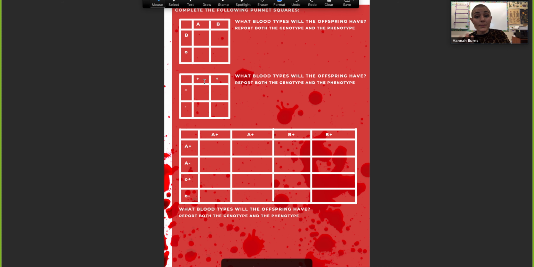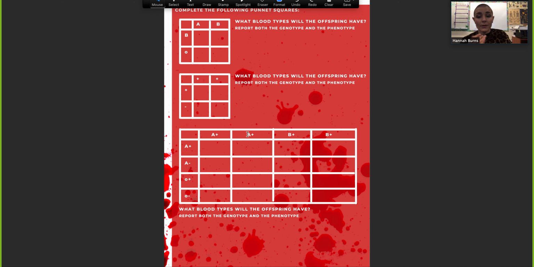And same with the positive or negative. Positive is dominant to negative. So if you have a positive allele present, then your blood type is going to be positive. You can only have a negative blood type if you have two negative alleles. For this one down here, you're paying attention to both the letter and the Rh protein. So it follows the same exact rules. A's and B's are both dominant. You can inherit both of them together.